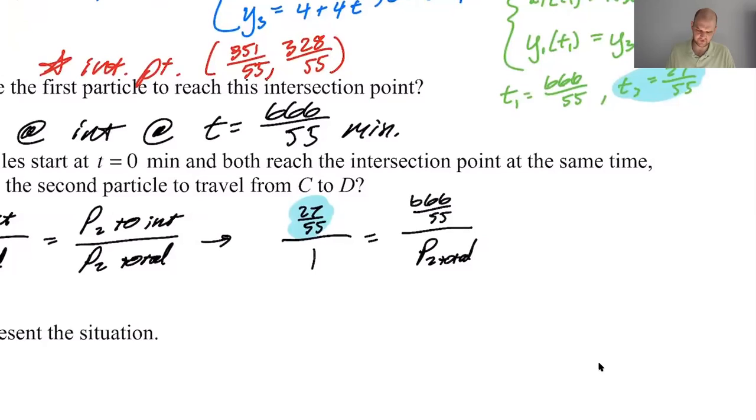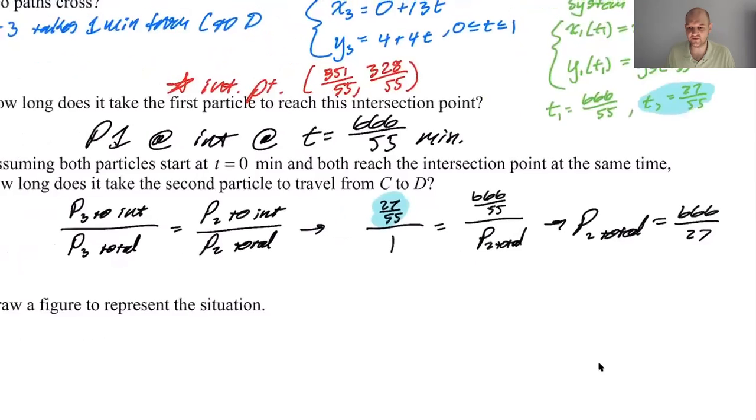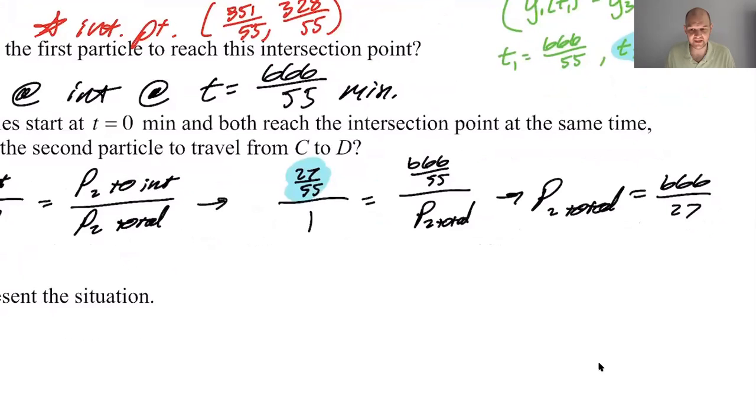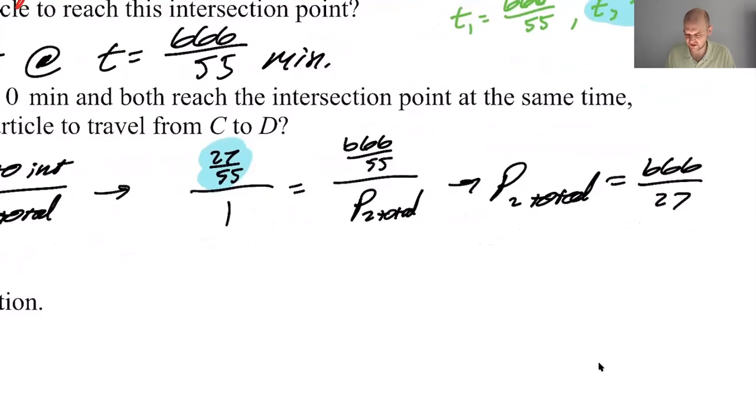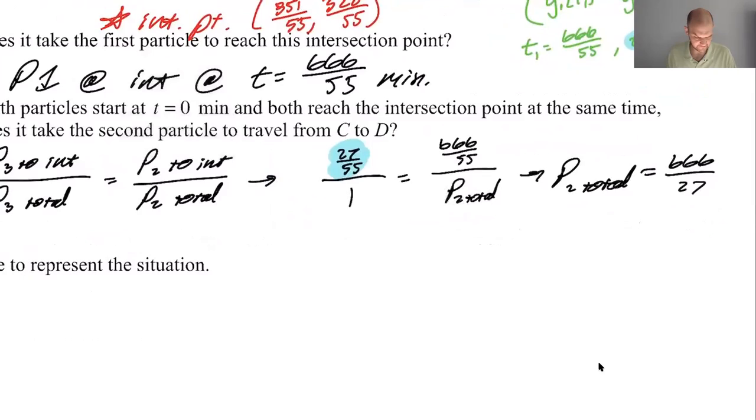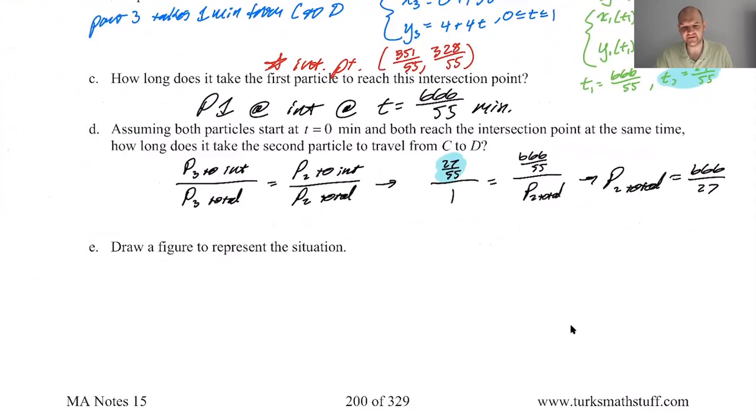Actually, I think you can solve that pretty easily. I think that's just P2 total is 666 over 27, which definitely reduces because they're both multiples of 3. Does it reduce more than that? That's 222 over 9. I don't think that reduces. No, 222 is definitely a multiple of 3. I don't want to reduce that by hand. I'll use a calculator to do that in a second. So I think that that's going to be the total.